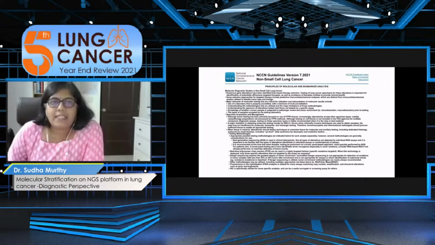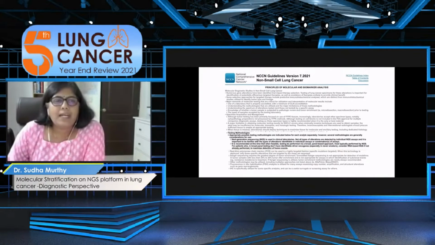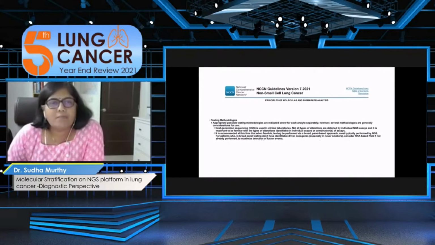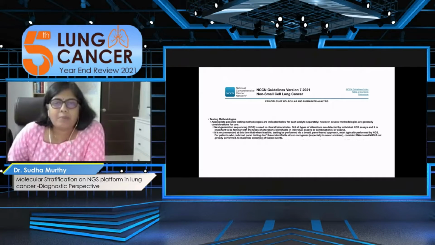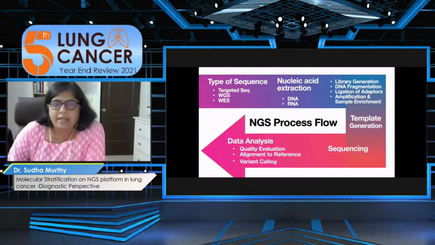So these are the latest NCCN guidelines which highlight the importance of comprehensive molecular profiling. Wherever feasible, a broad-based panel by NGS is recommended. And for fusions, RNA-based NGS is recommended wherever feasible.